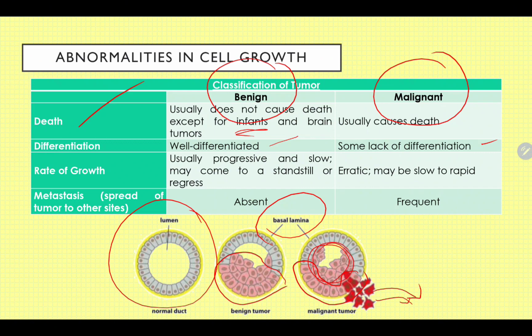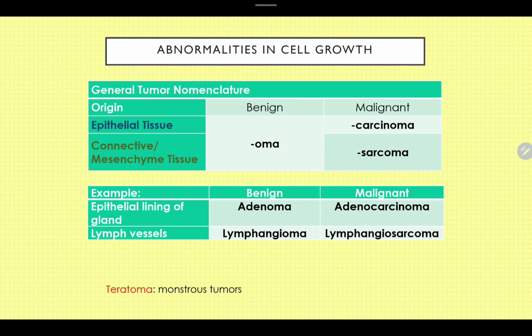Okay? So, I want everyone to understand, when you read a result and it says benign, it usually does not cause that. So, benign is still okay, you can still breathe. Malignant, it's really no longer the same. Okay? So, to give you an idea on how we categorize the tumors, I mean, how do we give the names of the tumors? We have these general tumor nomenclature.